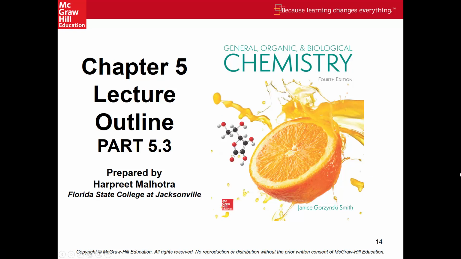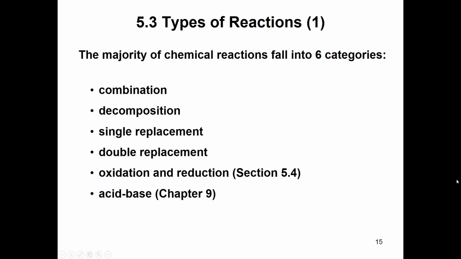In section 5.3, we're going to talk about types of chemical reactions. So the majority of reactions are going to fall into one of 6 categories. Combination, where you combine things together. Decomposition, where you're going to break them apart. Single replacement, where you're going to replace one of the elements with something else. Double replacement is kind of where you swap.